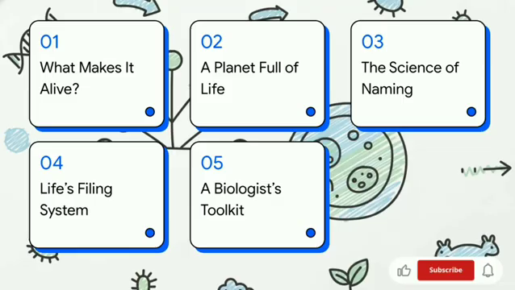So in this explainer, we're going to build a kind of user's guide to the living world. We'll start with what it means to be alive, then try to wrap our heads around the sheer scale of it all. After that, we'll get into the science of naming things, check out life's universal filing system, and wrap up with the actual tools biologists use every day.